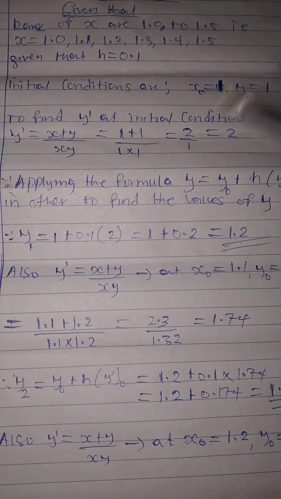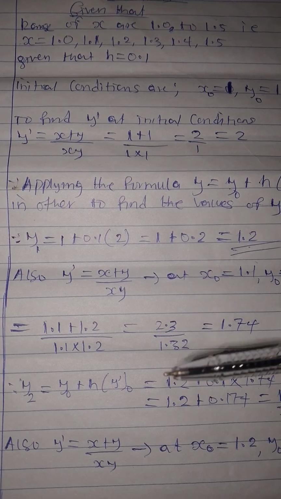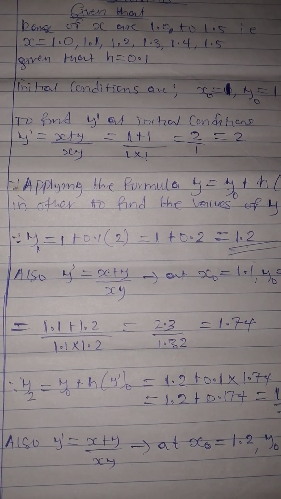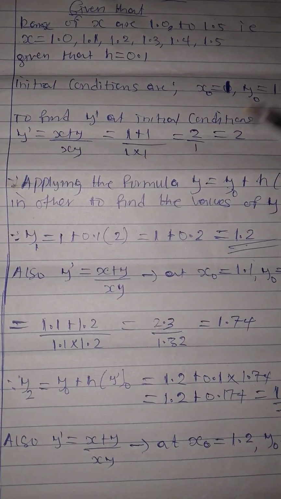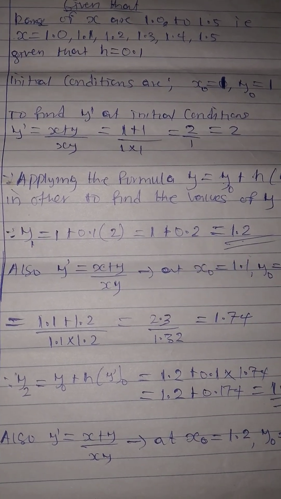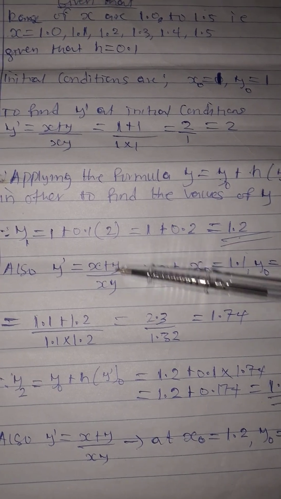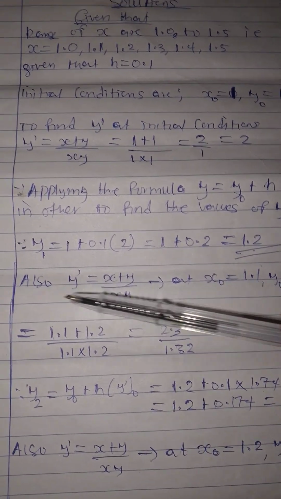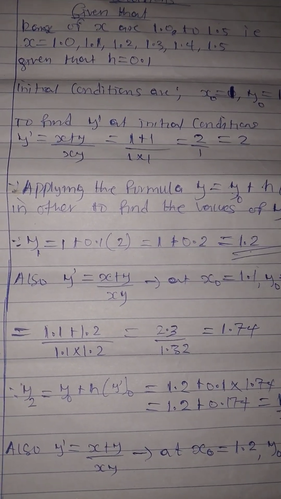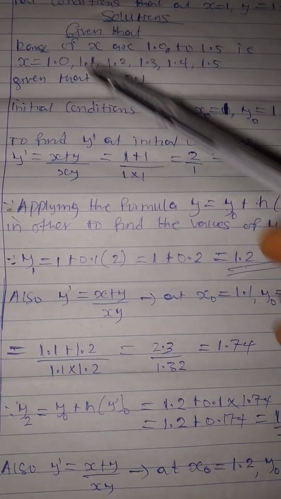So for us to find y2, we have to find y prime 1. So also y prime is equal to x plus y all over xy. So now for us to find y prime in order to find y2, we are going to use the range of x.